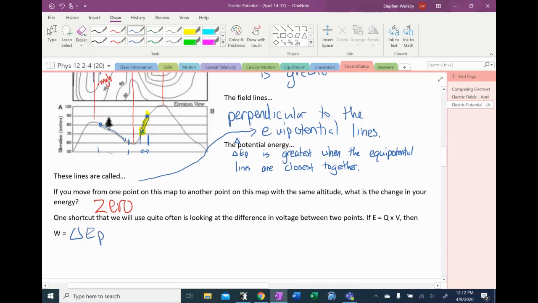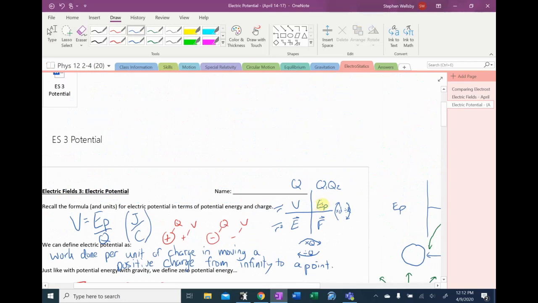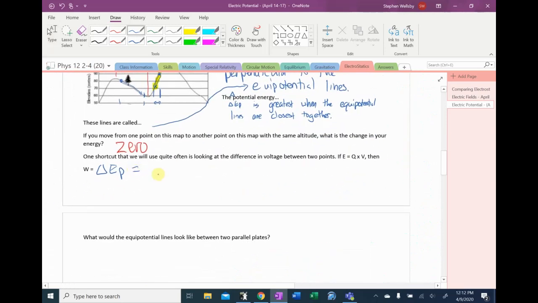And the change in energy, if we go back to our square, if I want to go to work or change in potential energy, how do I relate that to potential? Well, I'm going to need to take my potential, multiply it by Q, and that's going to give me my potential energy. So this is going to be delta V times Q.